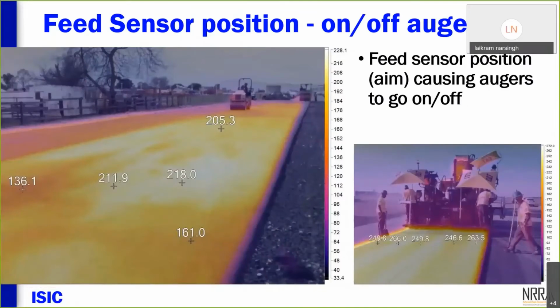And this picture is just showing, if your feed sensors are not aimed properly, you get on and off auger movement. Again, something you can identify in that thermal image. So it's a very, very powerful quality tool to have on your machine.